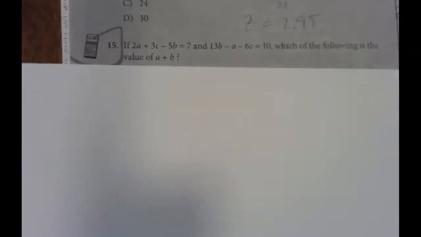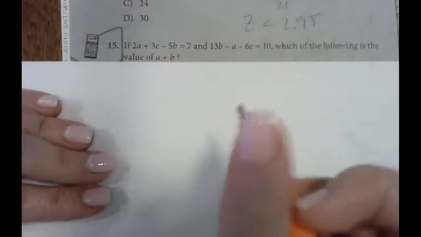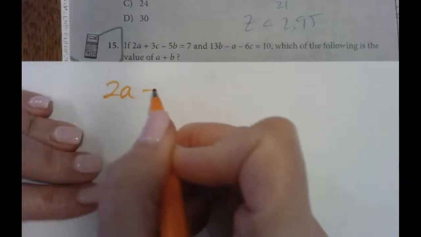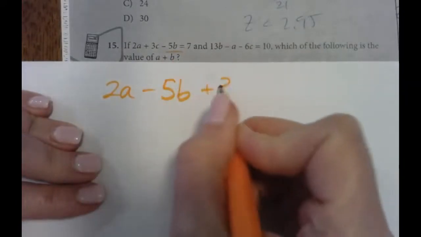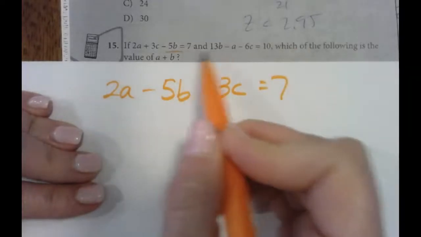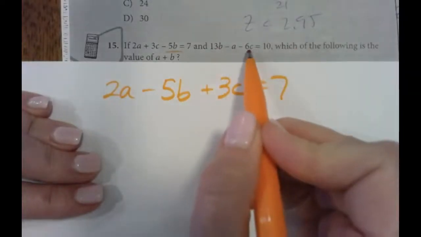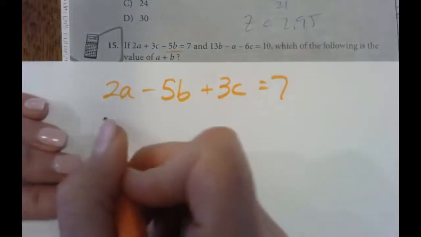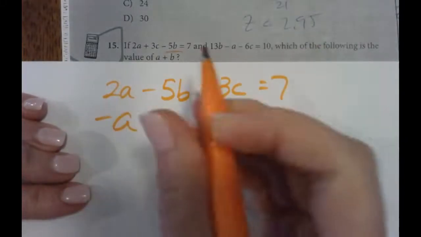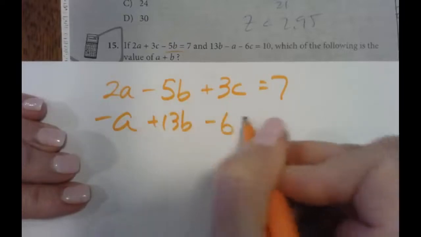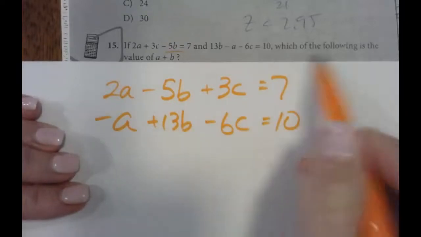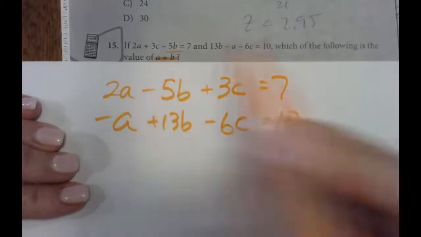Next we've got if 2a plus 3c minus 5b equals 7. So let's go ahead and write that because we're going to have to first get it in order and then we're going to work a little magic with algebra. And 13b minus a minus 6c equals 10. Okay, so that's negative a plus 13b minus 6c equals 10. Which of the following is the value of a plus b?